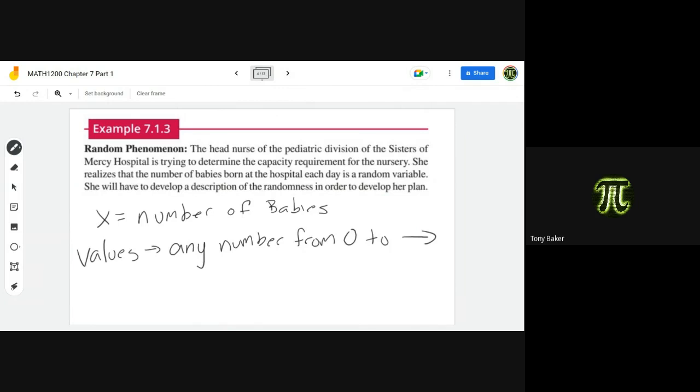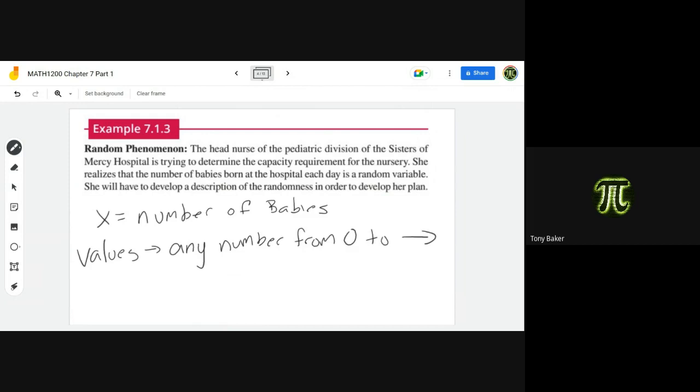There's debate about whether money is continuous or discrete, but we're going to assume at this point that money would be continuous. You can have cents and everything else. And depending on whether you're talking about interest, it can even go past cents. So in that case, currency would be a continuous value.